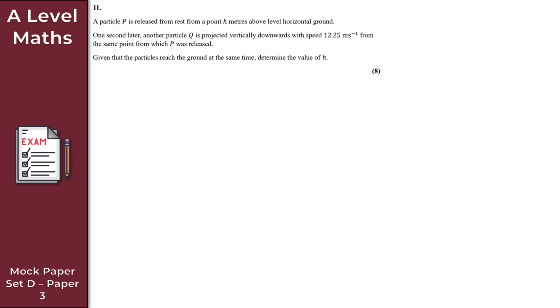To finish, as we can see on the screen, the very last question, question 11, is based on constant acceleration. We're told a particle P is released from rest from a point h meters above level horizontal ground. One second later, another particle Q is projected vertically downwards with this speed from the same point from which P was released. Given that the particles reach the ground at the same time, we want to determine the value of h. 8 marks in total for the very last question.